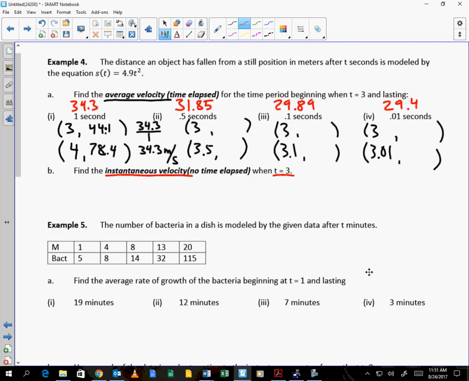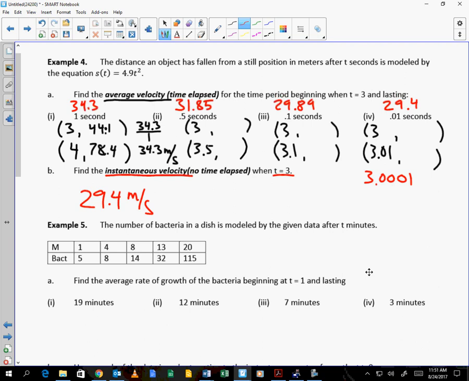I've worked this problem out before. If we were to choose, instead of 3.01, how could we come even closer? We could choose 3.0001. If you do that, you're going to find that actually 29.4 meters per second happens to be what we would say is the instantaneous velocity.